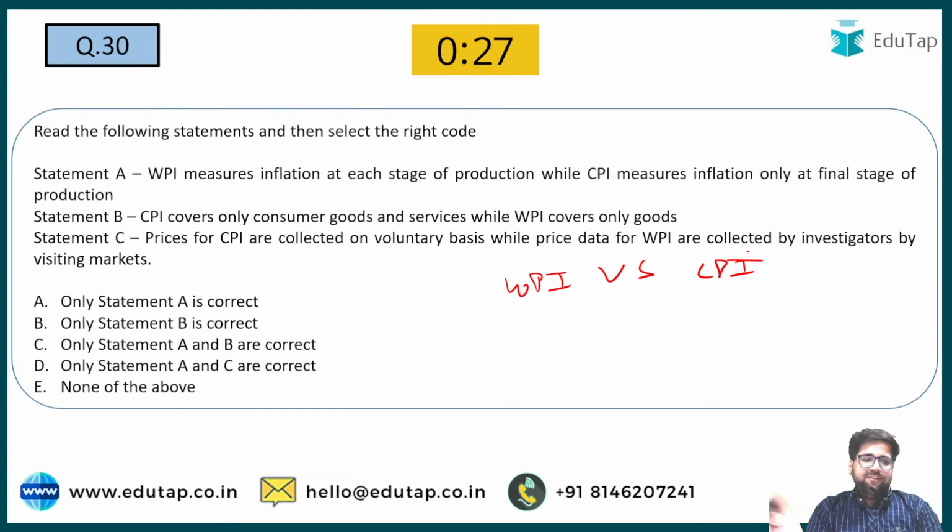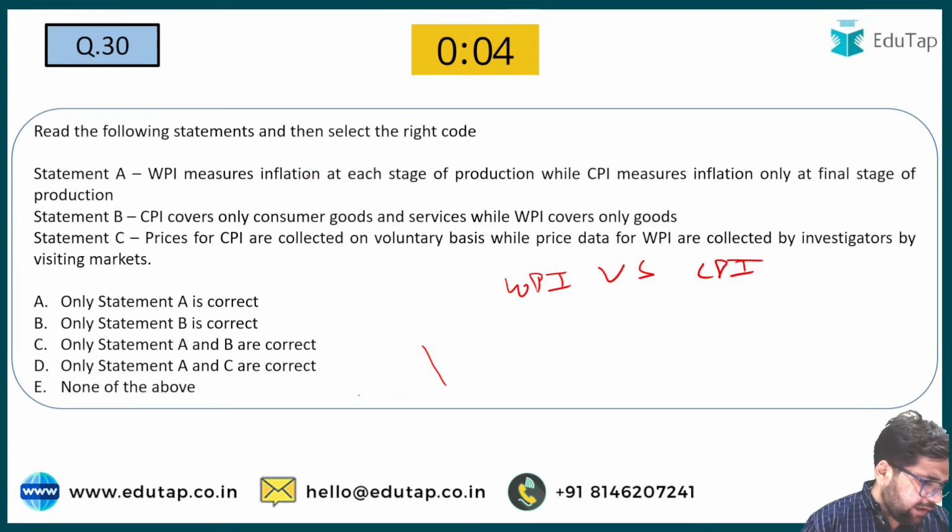Question number 30, my friends. Or first let's discuss CPI only, because we have not covered CPI, and CPI is really very important. Yes, so who will be giving me the right answer for CPI? Uttam and Nilesh are on different roads. Nilesh is saying only B is correct. Uttam is saying only A and B are correct.